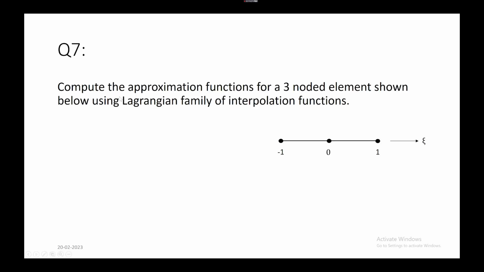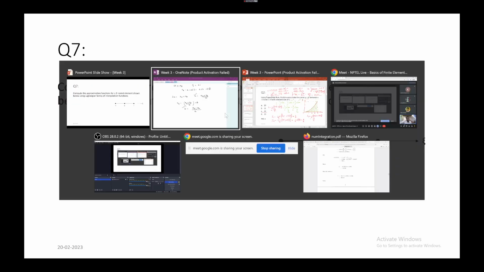Okay. Question 7 is, compute the approximation functions for a 3-noded element shown below using the Lagrangian family of interpolation functions. Can anybody tell what the Lagrangian family of polynomials is basically? What are any characteristic properties of the Lagrangian polynomial? Time independent? Sorry? Time independent. Oh, time independent. Okay, that could also be the case, but I'll put it this way.